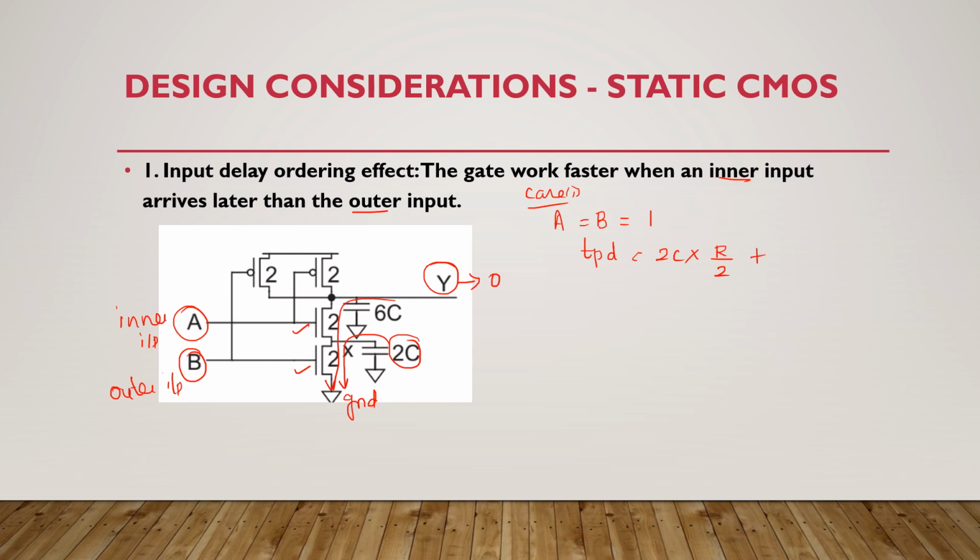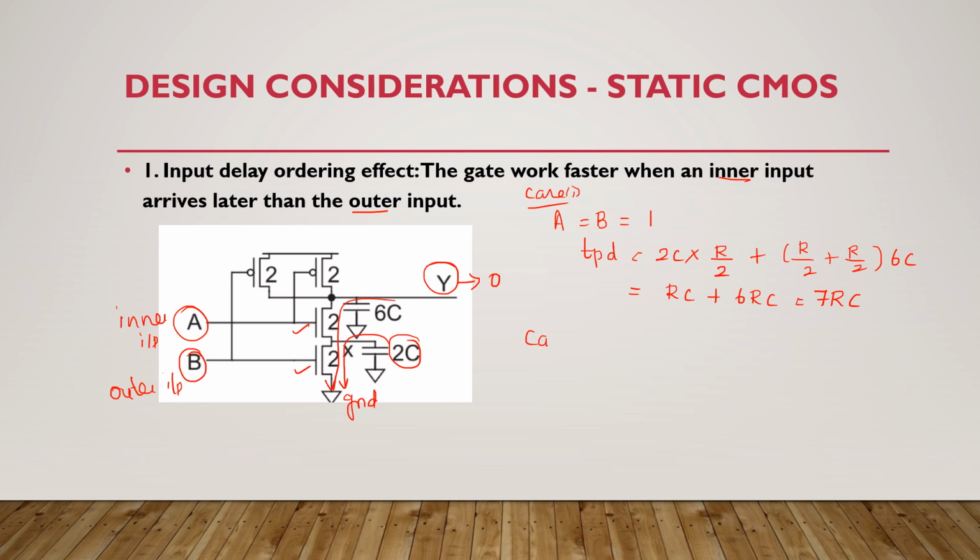Plus the 6C capacitor has to discharge through 2 transistors, right? So I have to add 2 transistor resistances, R by 2 plus R by 2, into 6C. So totally here I have RC plus 6RC, totally 7RC as per the RC delay model.